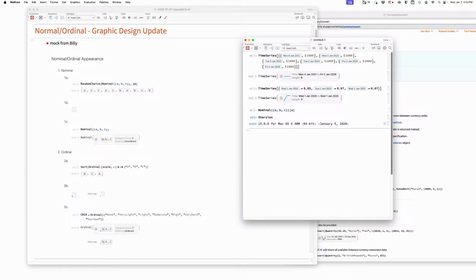The sub value form is equivalent to having it as a second argument. It's a standard curry form. So you can map a bunch of expressions across a nominal scale and it will create nominal objects of them, nominal instances.